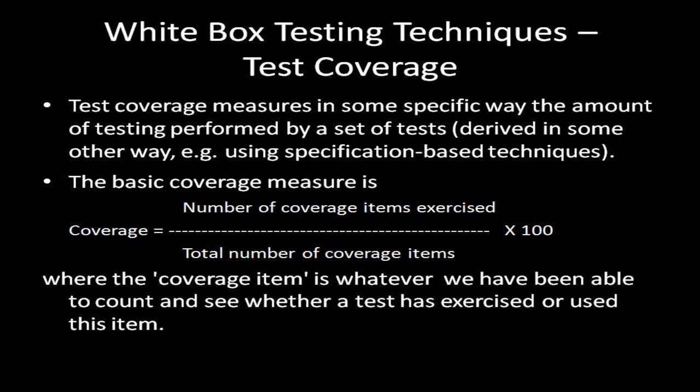Test coverage measures in some specific way the amount of testing performed by a set of tests, derived in some other way, e.g. using specification-based techniques. Wherever we can count things, and can tell whether or not each of those things has been tested by some test, then we can measure coverage. The basic coverage measure is: coverage equals the number of coverage items exercised divided by the total number of coverage items, multiplied by 100, where the coverage item is whatever we have been able to count and see whether a test has exercised or used this item.